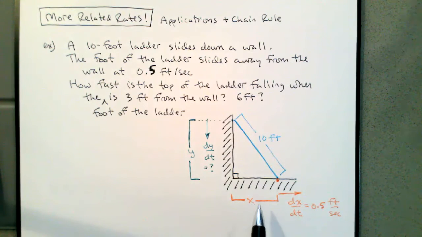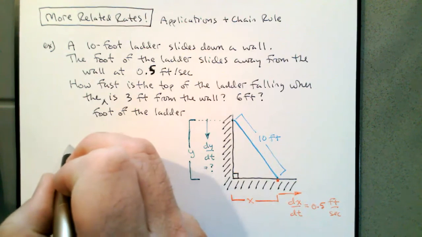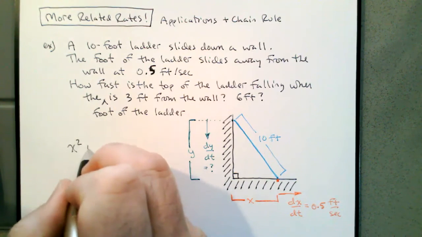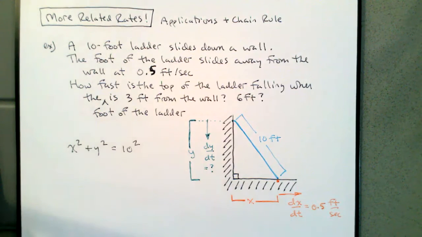We need a relationship between X and Y, and we can just use the Pythagorean theorem for that. X squared plus Y squared is equal to 10 squared. So this establishes a relationship between X and Y. It's the same one that we used yesterday in the cars driving towards the intersection problem.